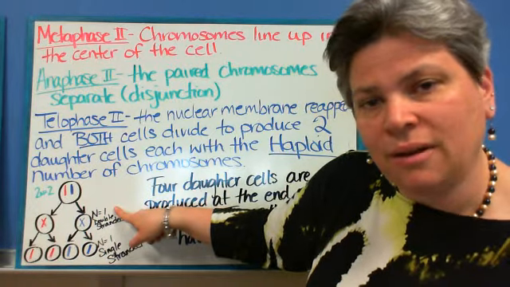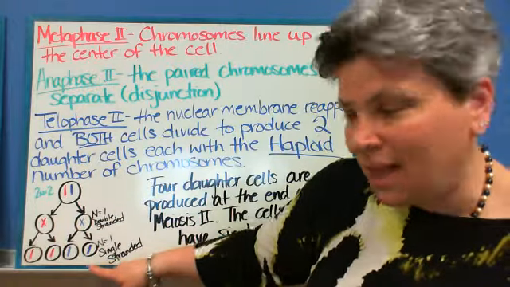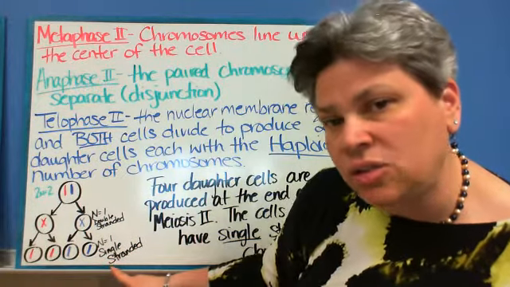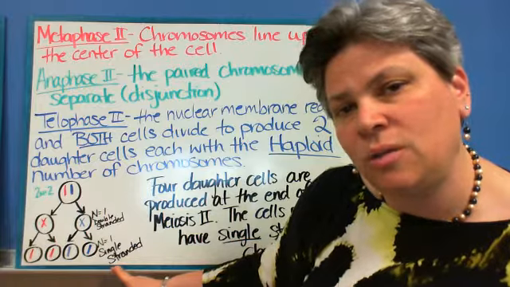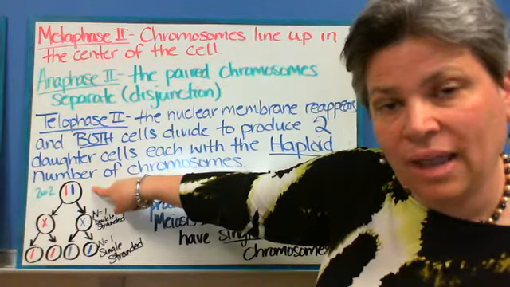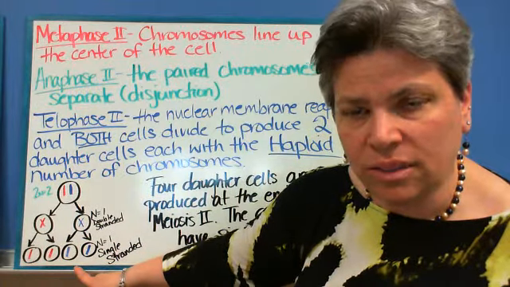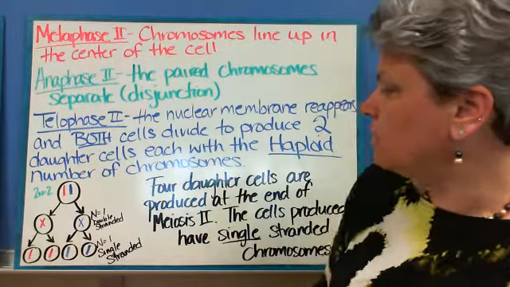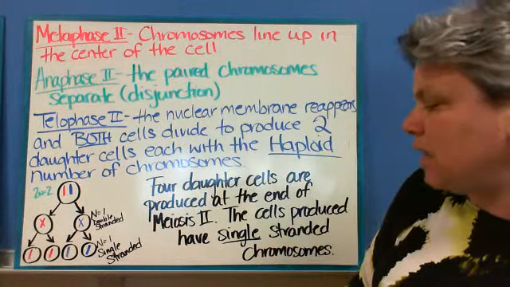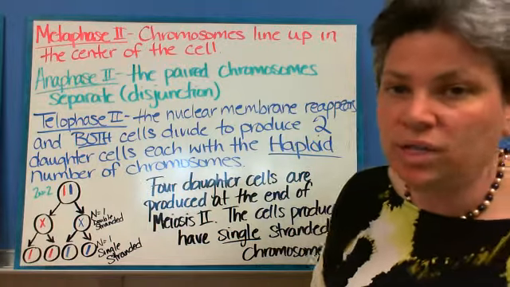So what needs to happen? I need to get rid of the double-stranded chromosomes, so it undergoes the process again, and now I end up with 4 cells, all single-stranded chromosomes, and the chromosome number has been cut in half. I've gone from my 2N cell, where I had 2 chromosomes, to each one of my N cells with 1 chromosome. 4 daughter cells are produced at the end of meiosis 2. The cells produced have single-stranded chromosomes, which is what I want.